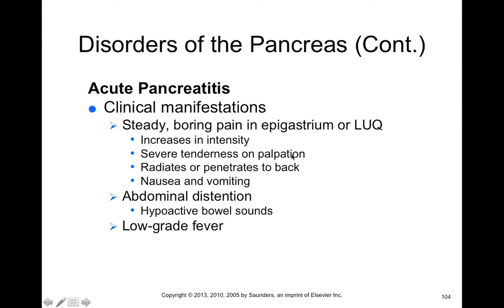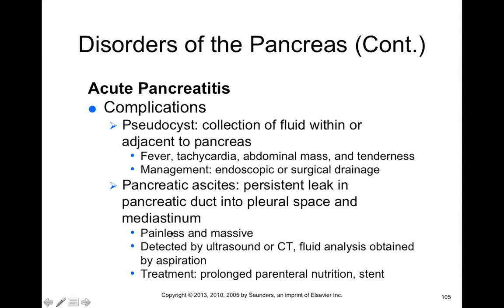You might find severe tenderness on palpation along the back, and this pain can radiate or penetrate the back. You might see this associated with things like nausea and vomiting, and abdominal distension due to the excessive inflammation from the pancreas. And one of the ways this is identifiable is actually hypoactive bowel sounds. From an excessive amount of inflammation, you might actually hear fewer bowel sounds in someone's abdominal cavity. And this can also lead to a low-grade fever, not from infection necessarily, but from the inflammatory response. Now, some of the complications of acute pancreatitis include things like pseudocysts, which is a collection of fluid adjacent to the pancreas.